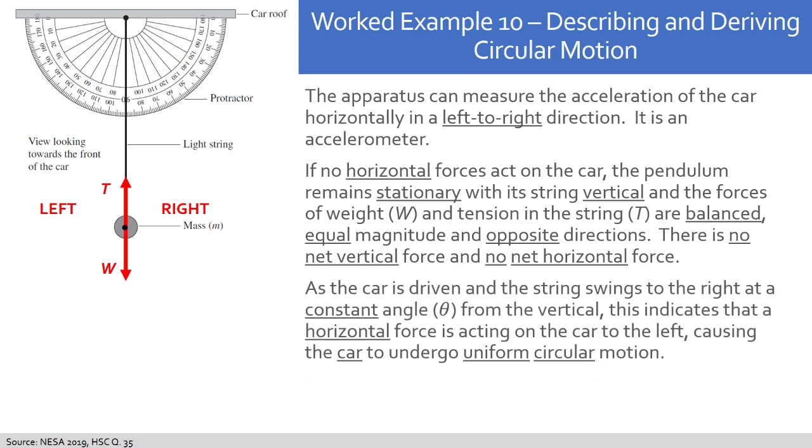As the car is driven, the string swings to the right at a constant angle theta from the vertical. This indicates that a horizontal force is acting on the car to the left, causing the car to undergo uniform circular motion. Now, before I go on, have a look at all the words I've underlined.